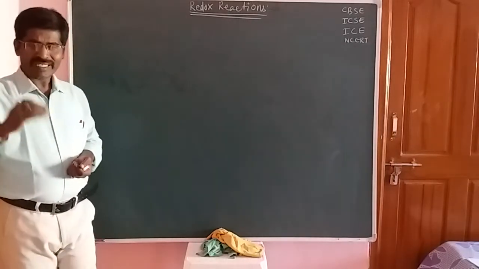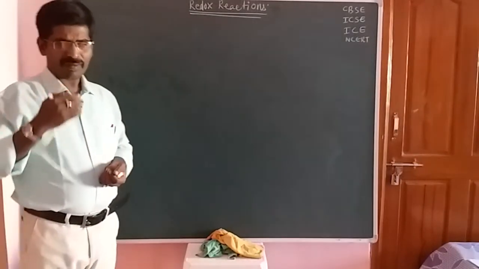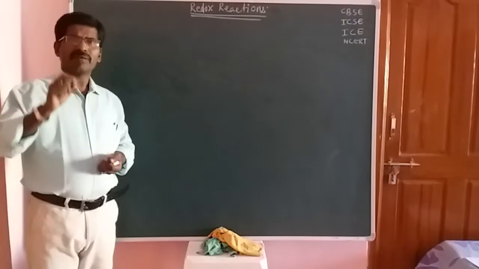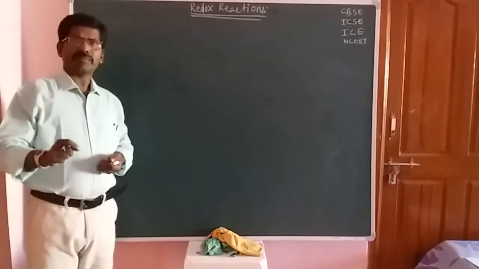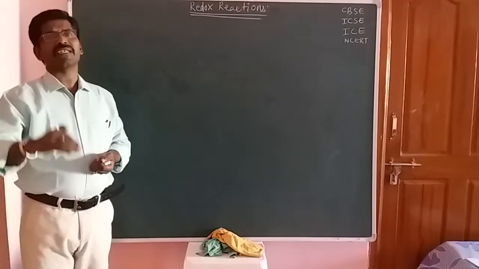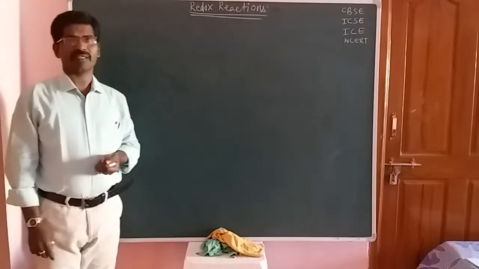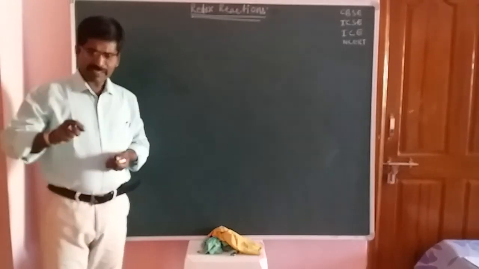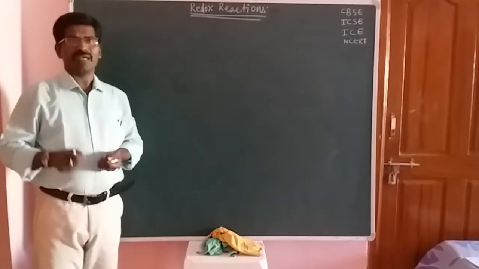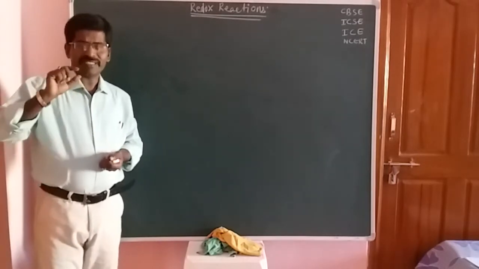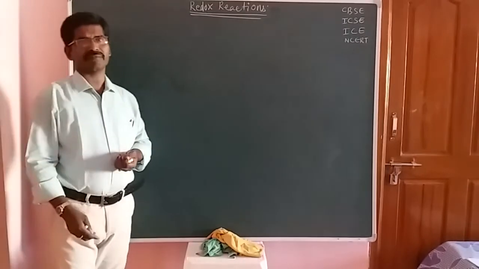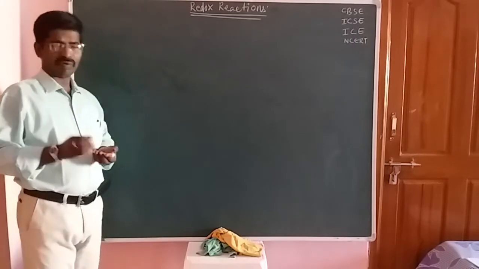In a redox reaction, the oxidation number of an atom, or of a molecule, or of an ion changes by loss of electrons or by gaining of electrons. Okay, students. Once again, the oxidation number of an atom, element or ion is changed by the loss or gain of electrons, and that is called a redox reaction. For this purpose we want to take one example.